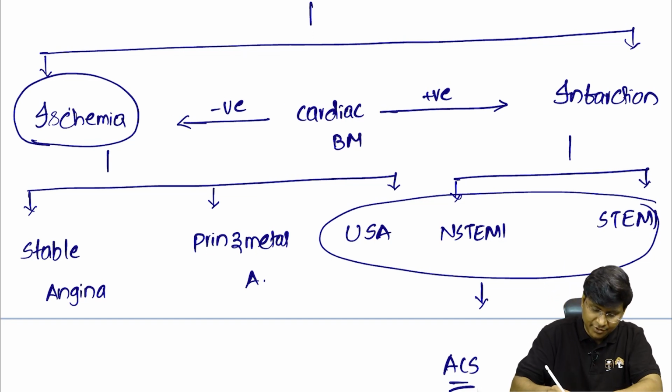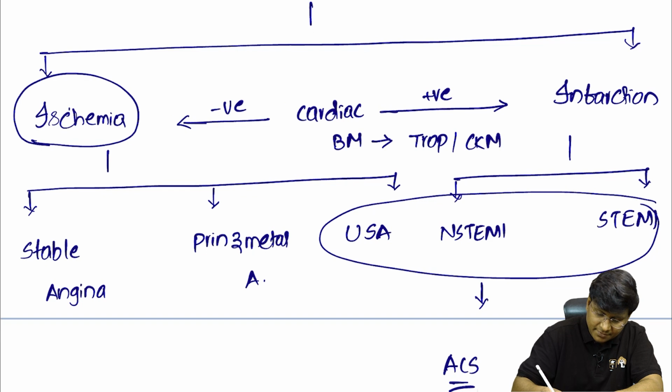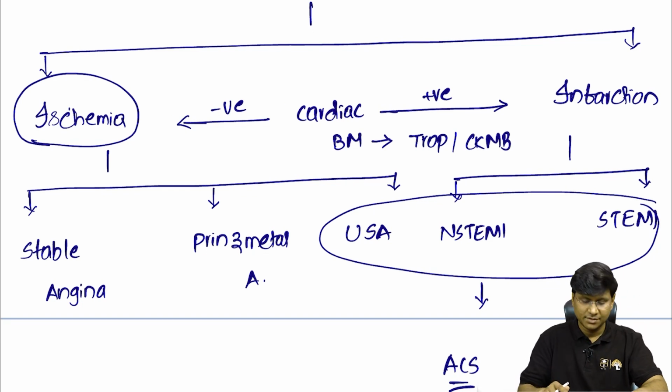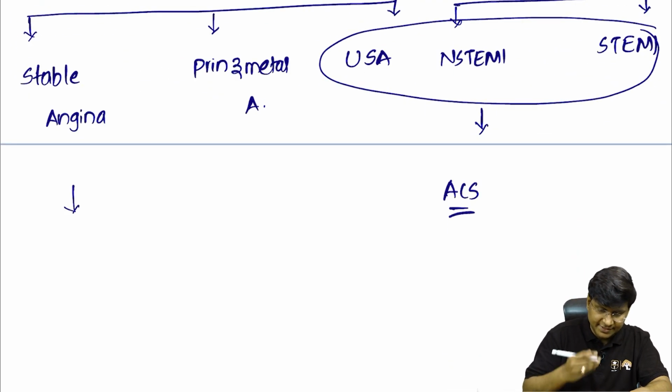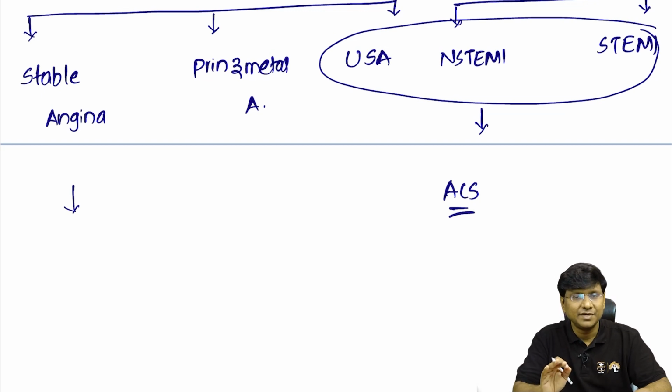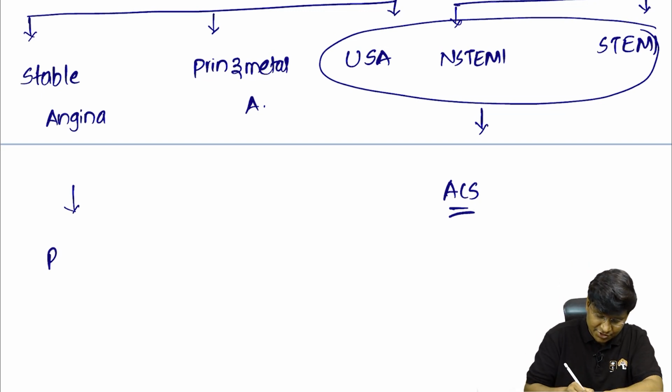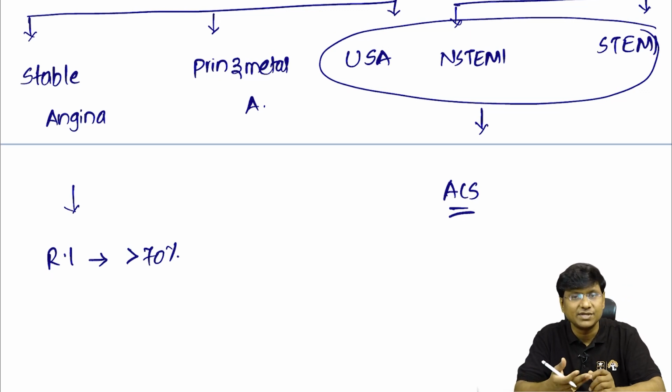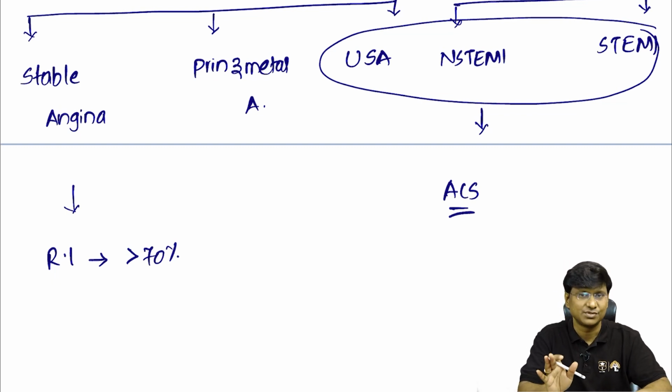And what are those cardiac biomarkers? These include troponin and CK-MB, right? So these are the cardiac biomarkers. Now you take stable angina first. Stable angina is also called reversible ischemia, right? In chronic stable angina, more than 70% of the luminal diameter is reduced. And why is it reduced? That is due to atherosclerosis.